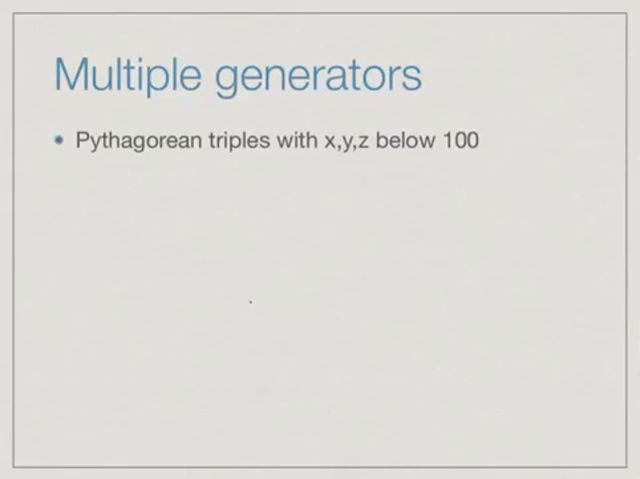So let's go back to the Pythagorean triple example. We want all Pythagorean triples with x, y, z below 100. So this, as we said, requires us to cycle through all values of x, y, and z in that range. So it's a little bit more complicated than the one we did before, where we already had a single generator, all the values in range 0 to 100.